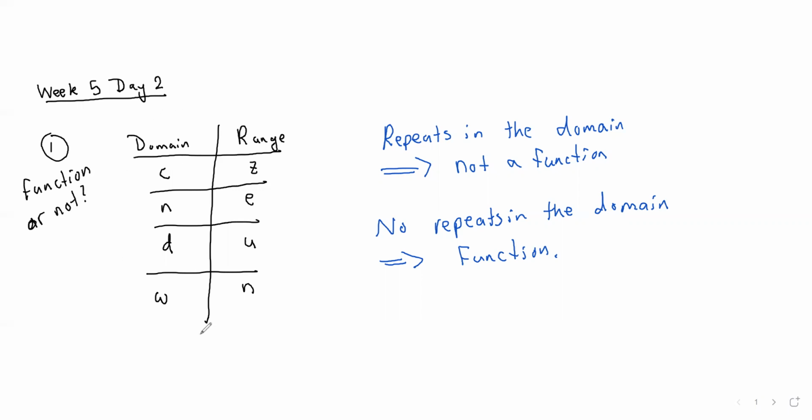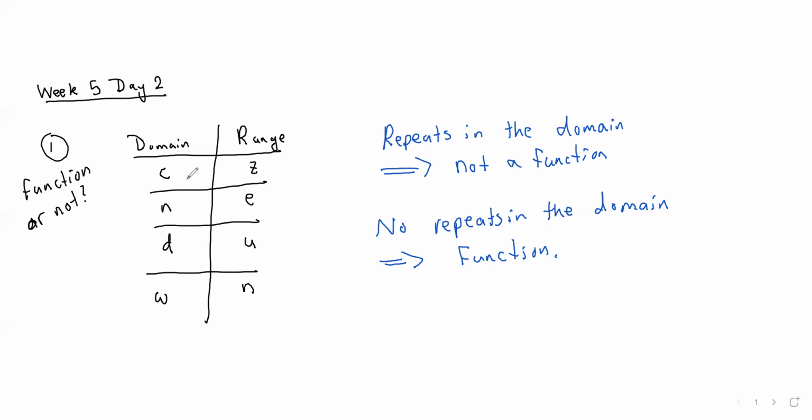And so this here is called a relation. The left side represents the domain, and it just consists of the letters C, N, D, and W. The right side, as you can see, represents the range, and this is denoted by the letters Z, E, U, and N.